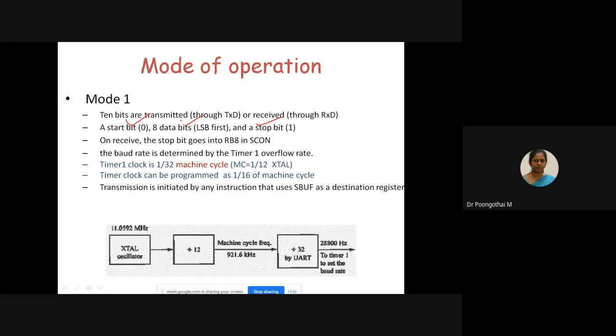So 10-bit full duplex receiver transmitter, that is the meaning. Full duplex means transmitter and receiver. So 10 bits, that is, along with your 8-bit data, a start bit and a stop bit.